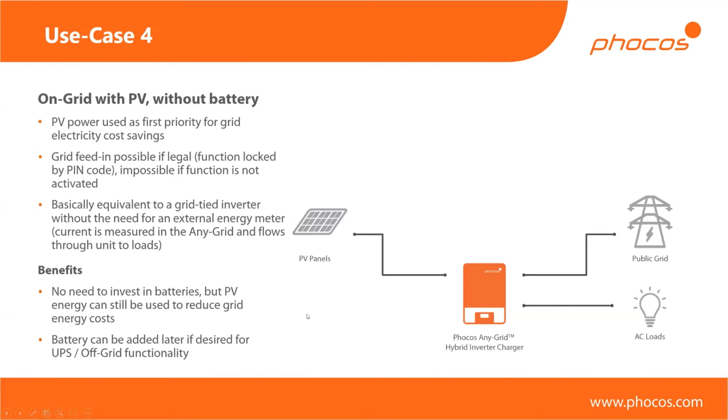So the benefit here is that you don't need to invest in batteries, but you still have that flexibility for later, and that you can still use the PV to offset your power costs from the grid. And again, that you can have that flexibility for later. If you do add a battery, it could even be a smallish battery, which you could reduce the charging and discharging current as required to not upset the battery. So you're very, very flexible that way.